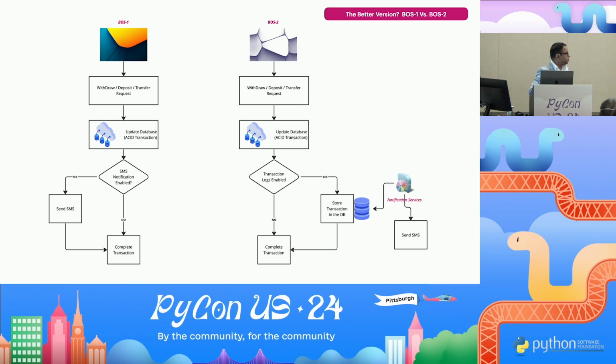And in BOS 2, we write the transaction logs, that somebody deposited money, somebody has taken some money out of your bank account, and there is a separate entity, let's call it the notification service, that sends the SMS. So I think most of you will probably say that BOS 2 is better, right? How many of you think BOS 2 is better than BOS 1? Raise your hands. Okay, good. How many of you think BOS 1 is better? Okay.